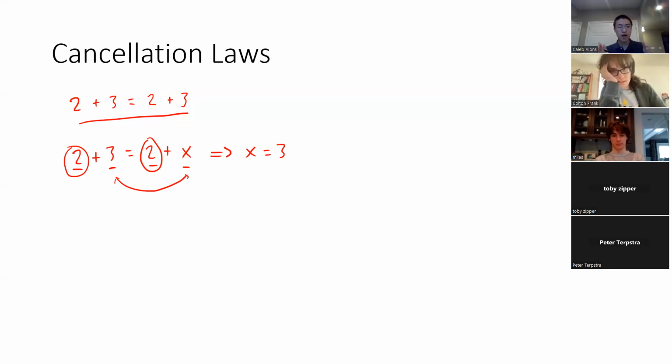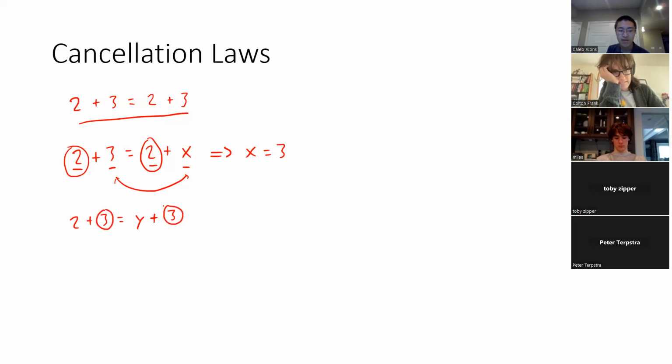So we don't just cancel stuff that's on the left. We can also cancel things that occur on the right. If I had instead said 2 plus 3 is equal to y plus 3, well, again, we have the common element of 3.